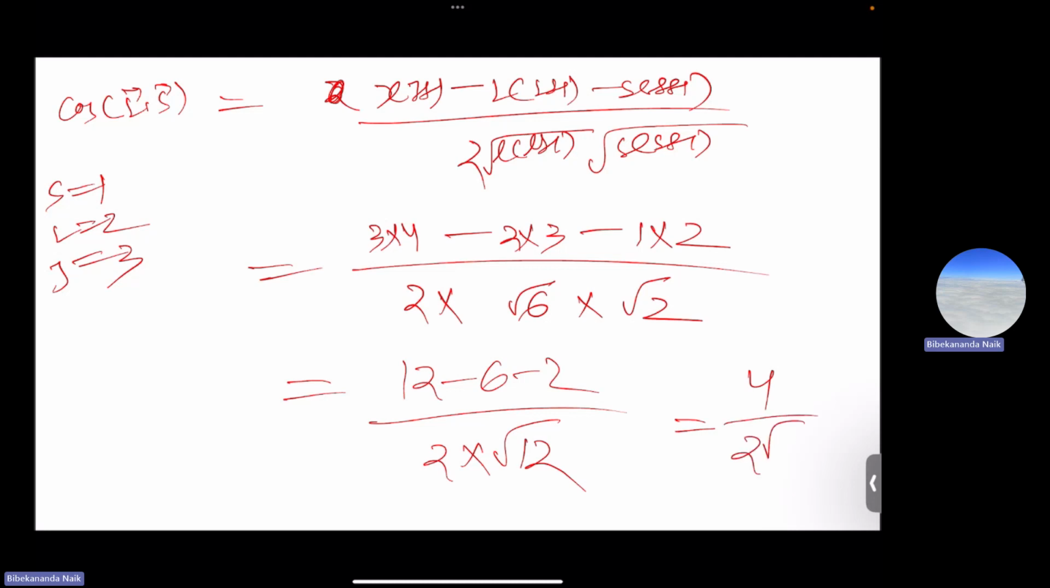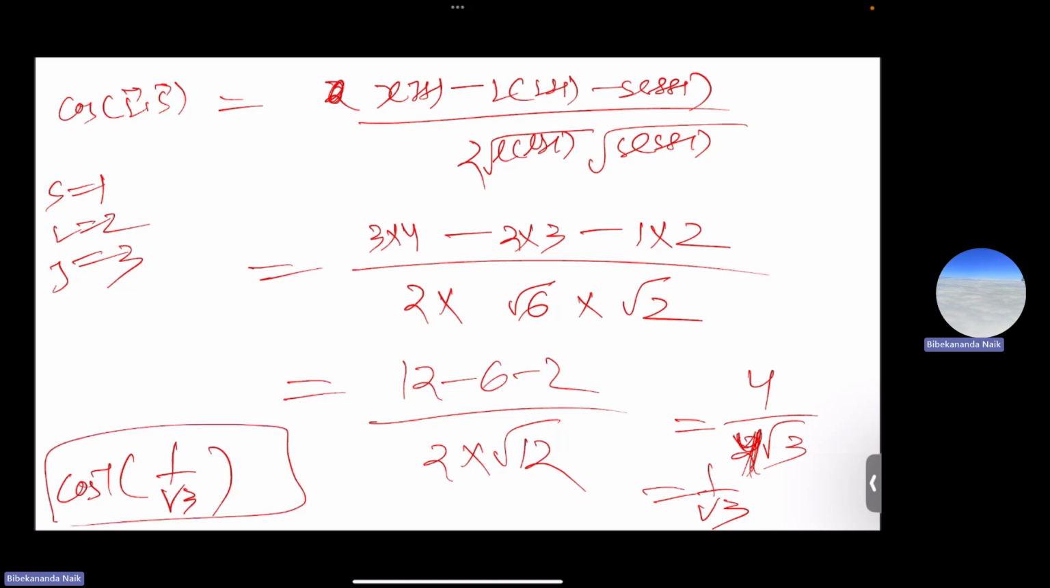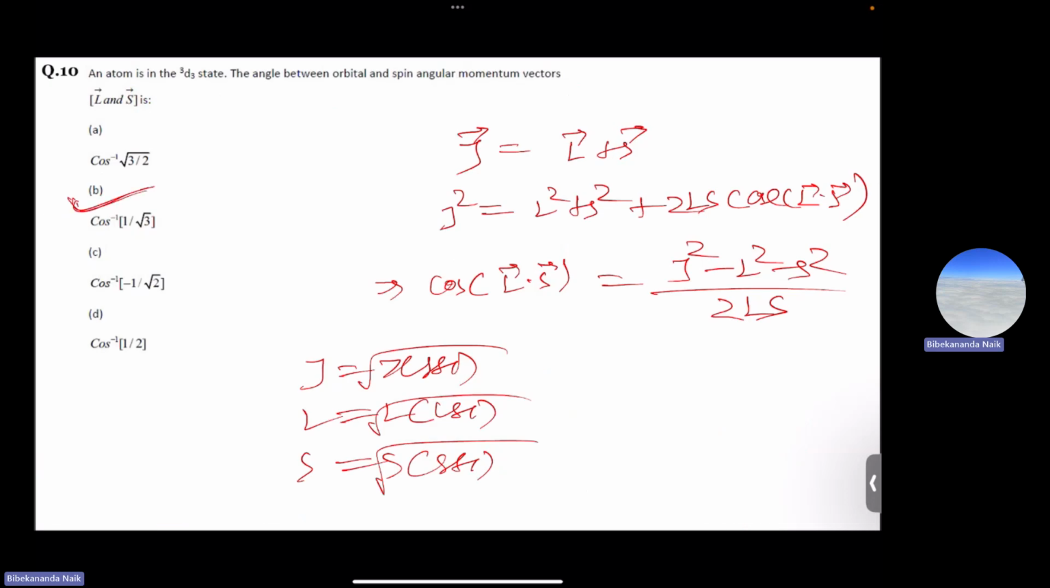4 divided by 2 root 3. The 2 is outside already, so 4 over 4 root 3, this is 1 by root 3. So it will be cos inverse 1 by root 3. So this is the correct option, option B, cos inverse 1 by root 3. That is the angle between orbital and spin angular momentum vectors for the 3D3 state.